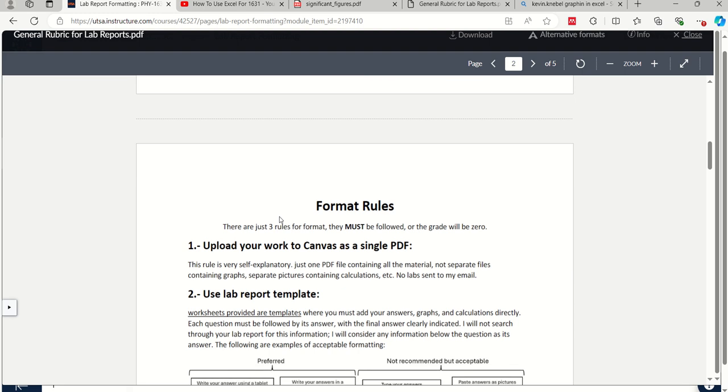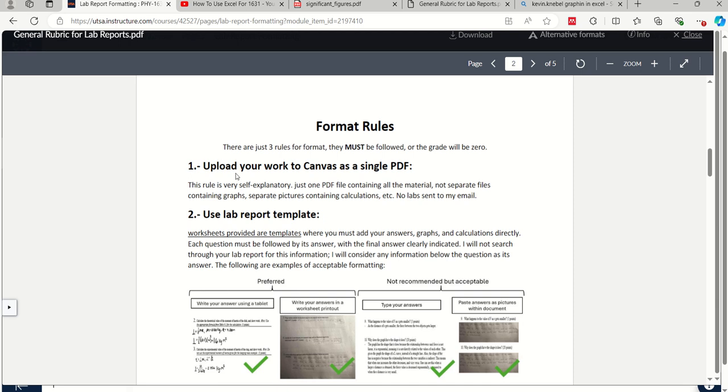So the 3 rules that you must do. Rule number 1, like I said before, is make sure you upload your work to Canvas as a PDF. This is very important. It must be a PDF. So the first thing you should say, it has to be a PDF so I can grade it.